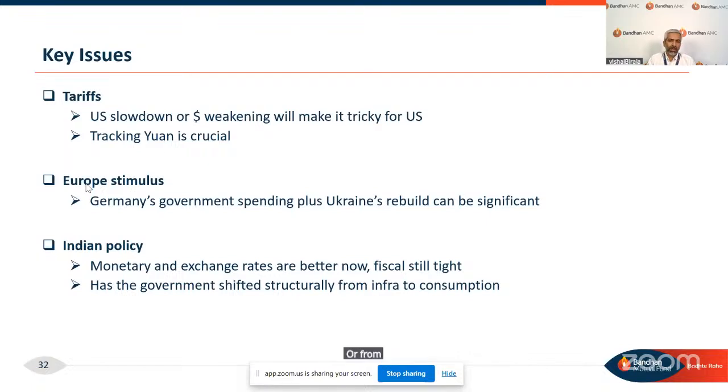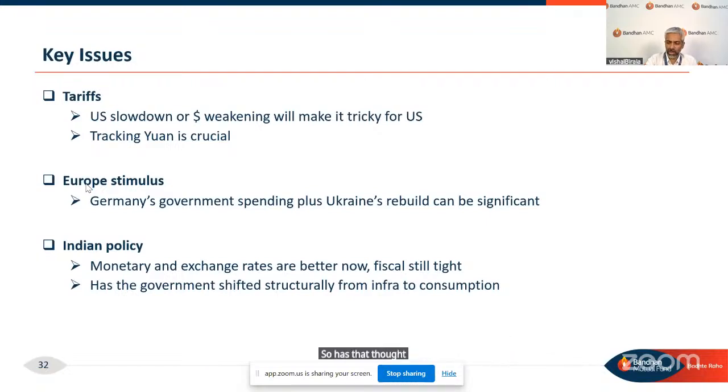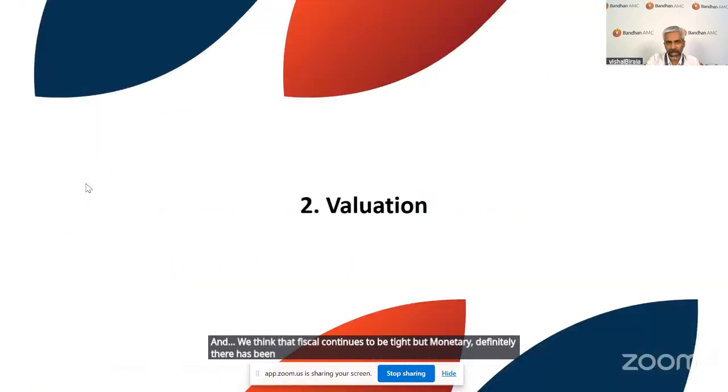Now, what the government had said was that states will continue to do local level consumption, and we will continue to focus on infrastructure. So, has that thought changed? It is very important to understand now, and we think that fiscal continues to be tight, but monetary, definitely there has been a relaxation.